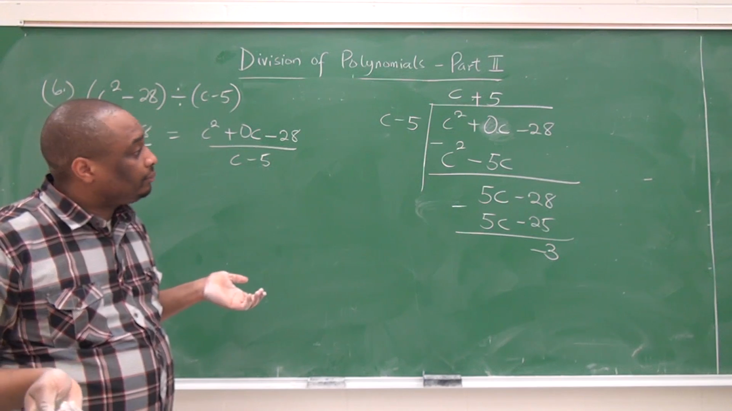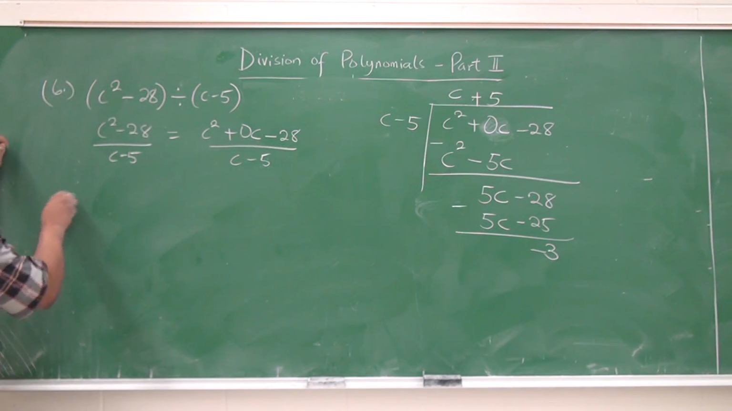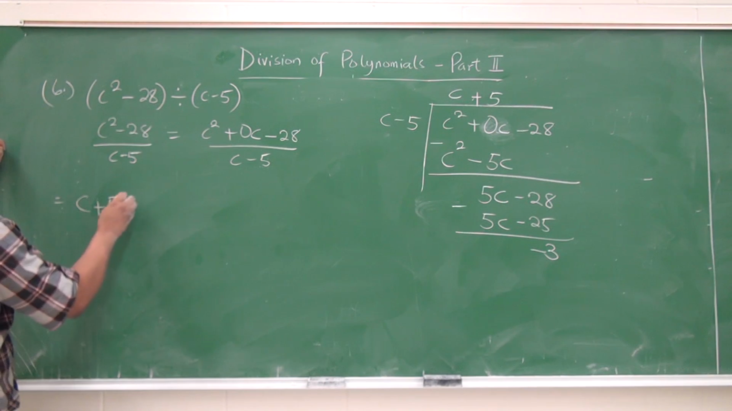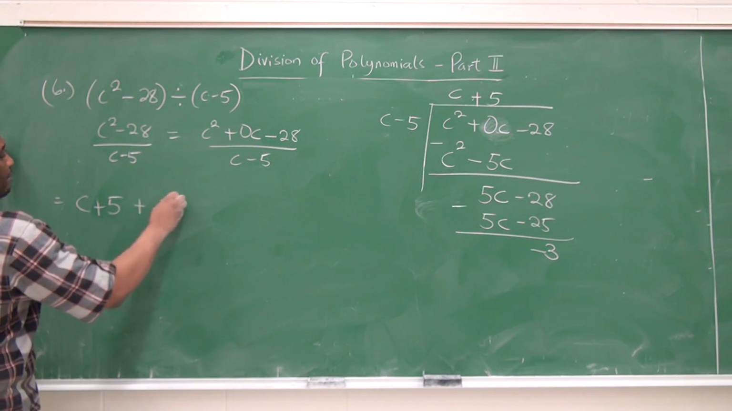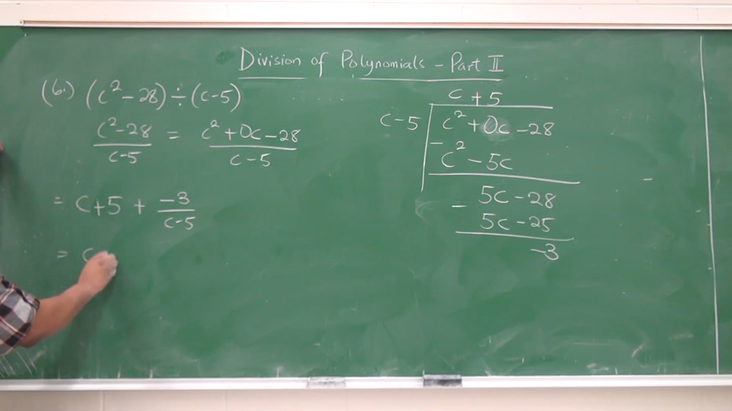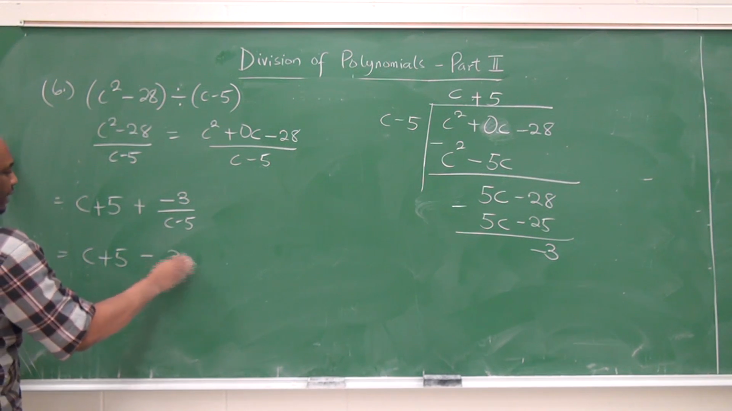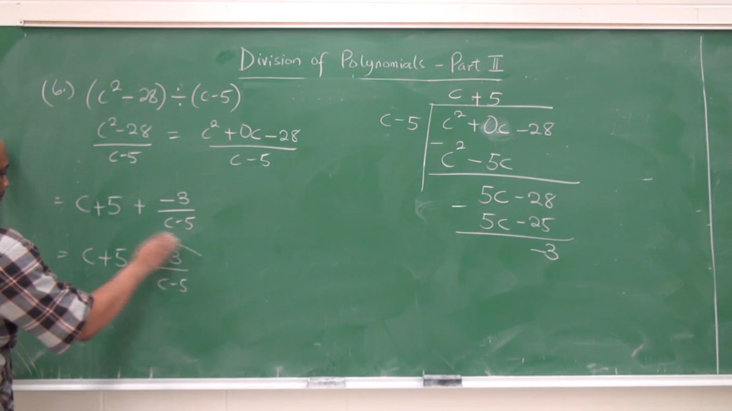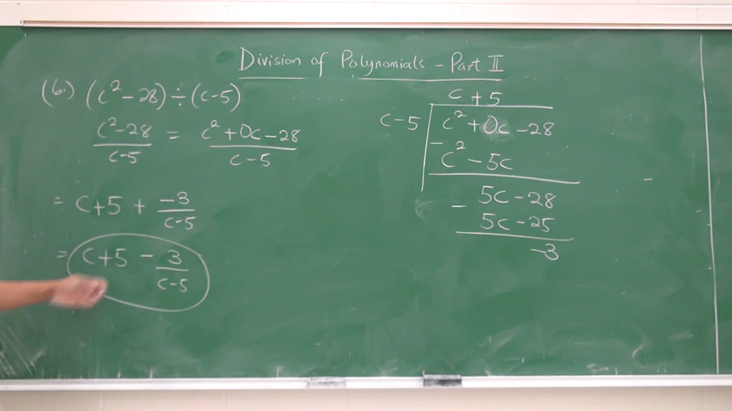And that's it. So this will give us what? C plus 5 plus negative 3 over C minus 5, which is the same as C plus 5 minus 3 over C minus 5. This becomes your answer.